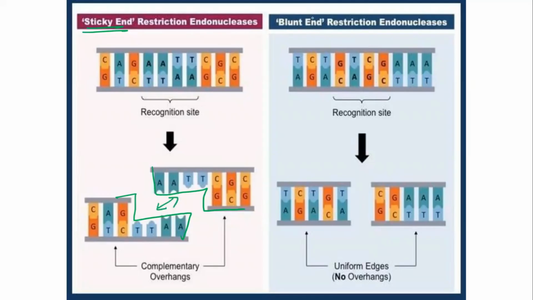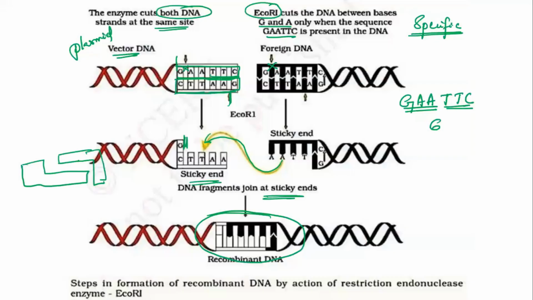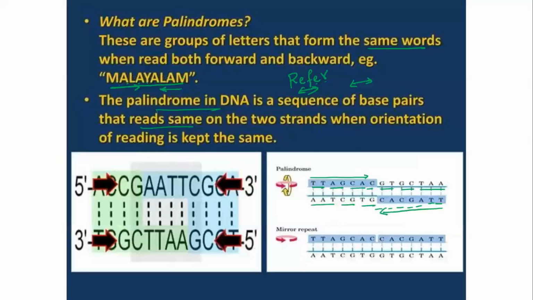And here it is a blunt end. Blunt end means they cut exactly, with no overhangs. Here they are complementary, while in the sticky end overhangs are there. Here there are no overhangs. They are uniform edges. Here they are cutting between G and A, and that is the cleaving happening here. So that is a blunt end restriction endonuclease. Here we were discussing EcoR1, which cleaves at GAATTC, particularly between G and A.